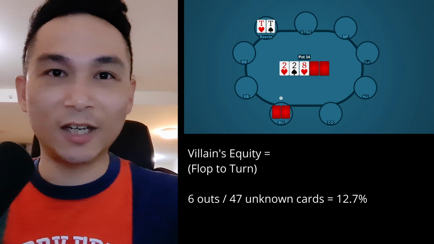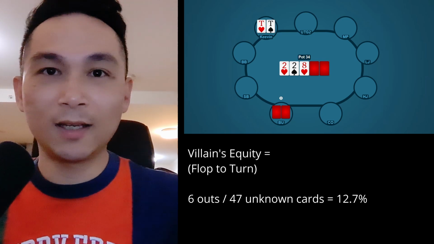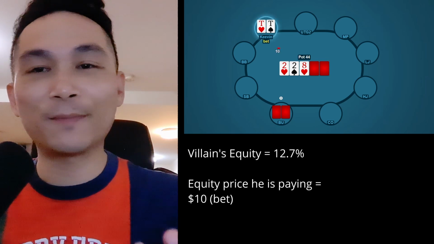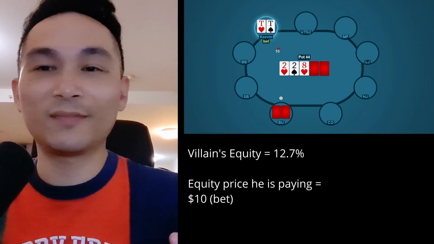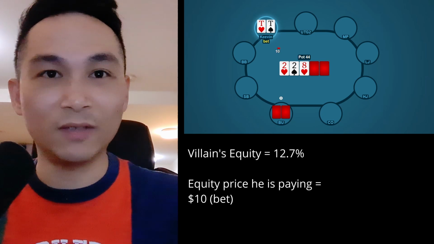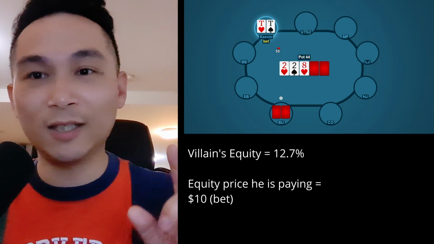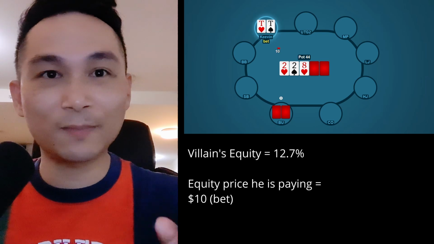And then when the turn card comes, we reevaluate. Okay, so we know that I bet $10 on the flop. Let's find out if it was positive EV or negative EV. This is a part where many people often get wrong as well, how to calculate the pot odds.